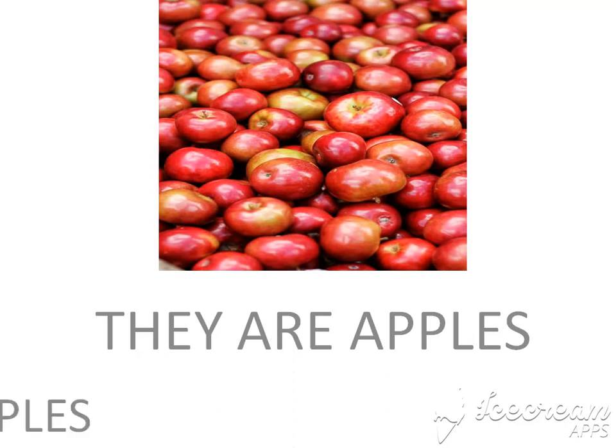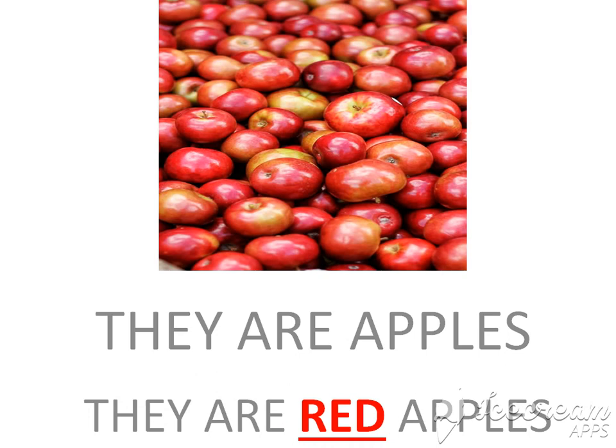Apples. They are apples. So what do you think we can describe, or how we can describe the apples? So we can describe the color of the apples. So which color we have? The color is red. So they are red apples. Again, the adjective is placed before the noun.